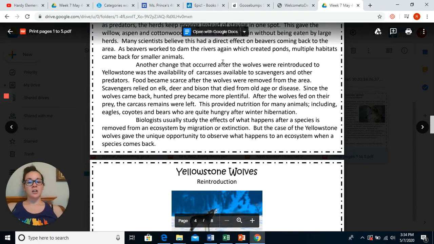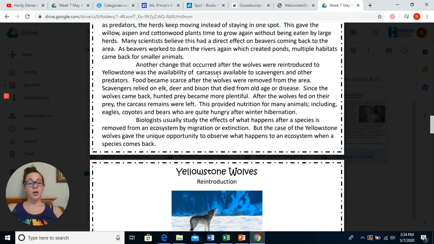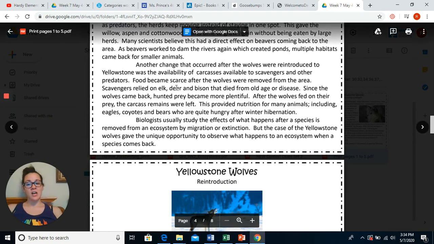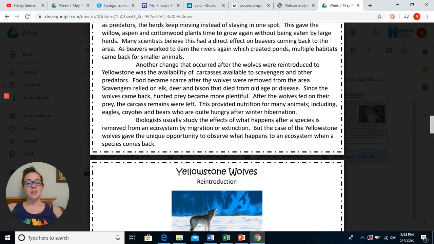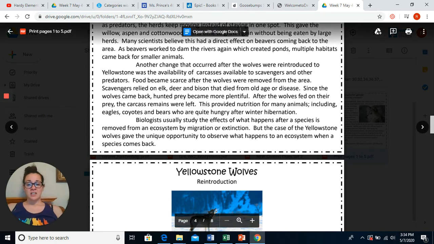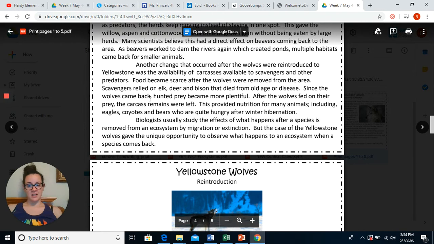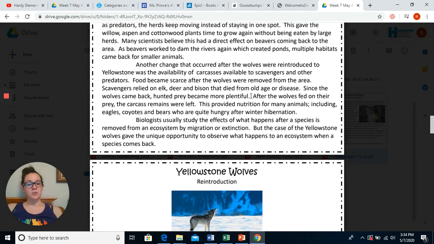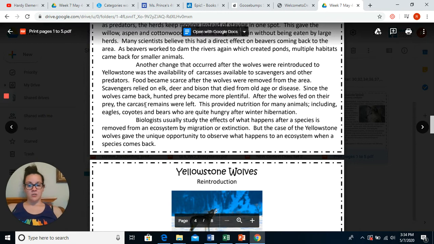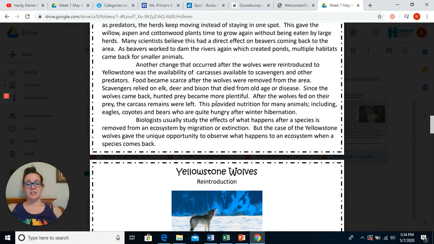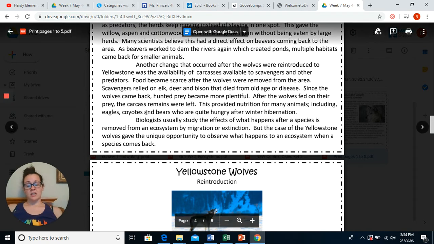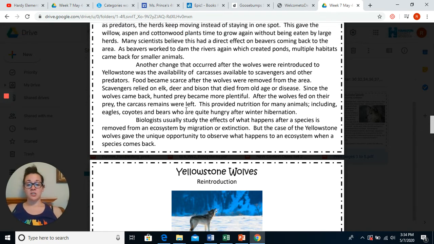Another change that occurred after the wolves were reintroduced to Yellowstone was the availability of carcasses available to scavengers and other predators. Food became scarce after the wolves were removed from the area. Scavengers relied on elk, deer, and bison that died from old age or disease. Since the wolves came back, hunted prey became more plentiful. After the wolves fed on their prey, the carcass remains were left. This provided nutrition to many animals, including eagles, coyotes, and bears, who are quite hungry after winter hibernation.